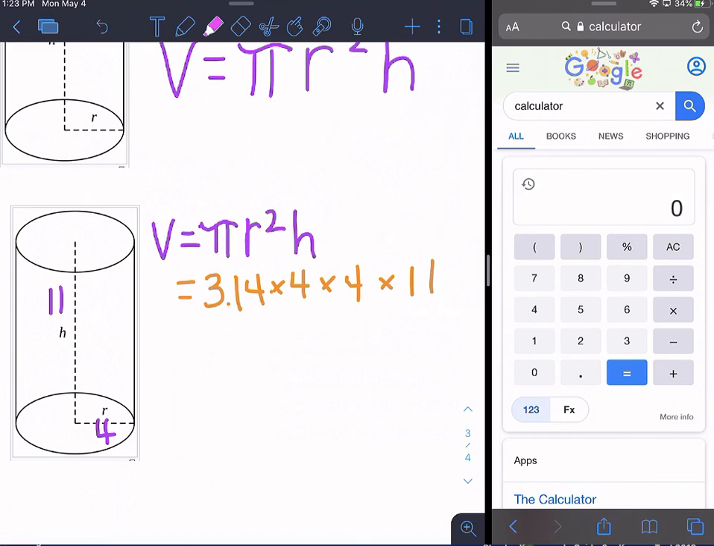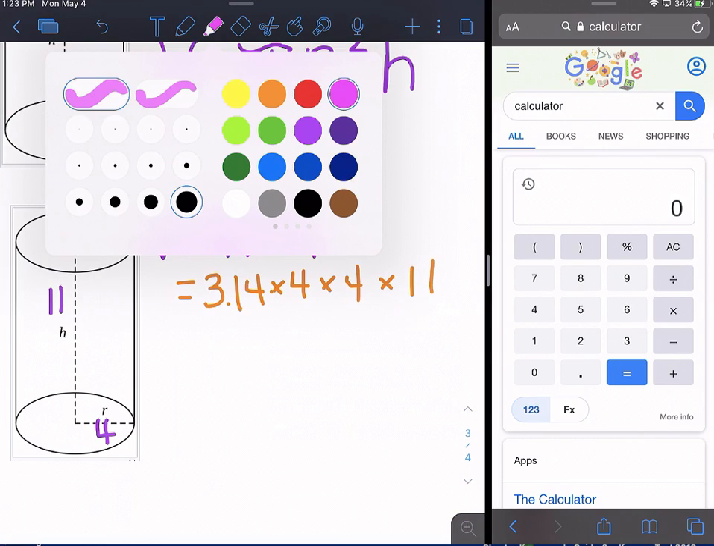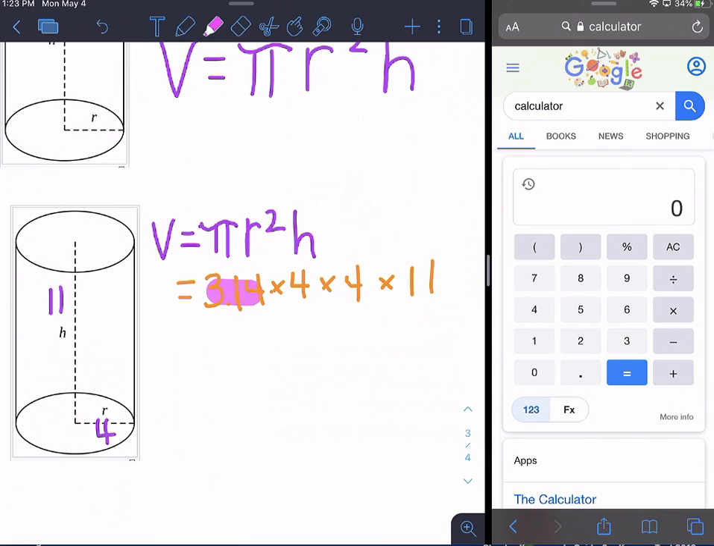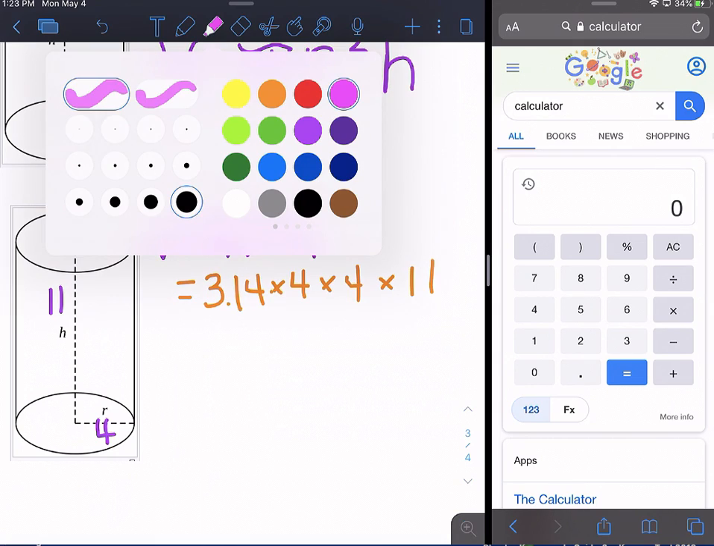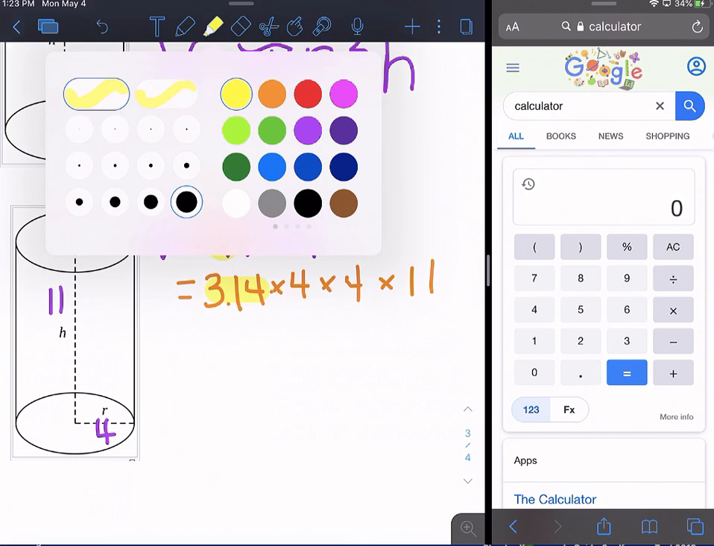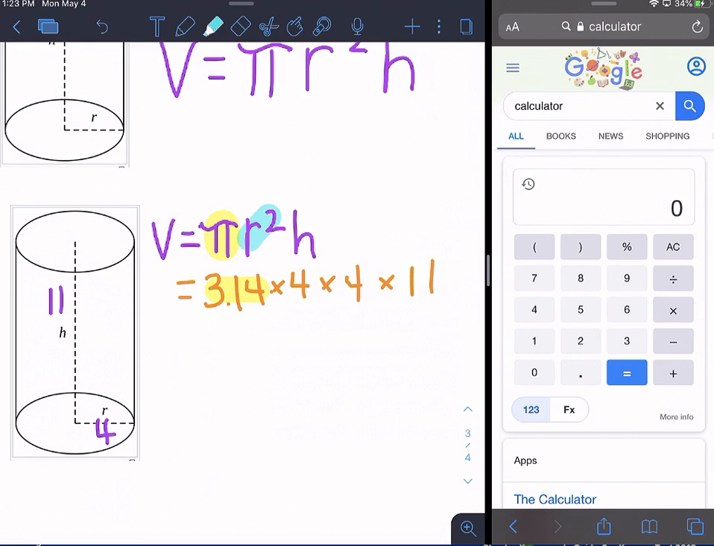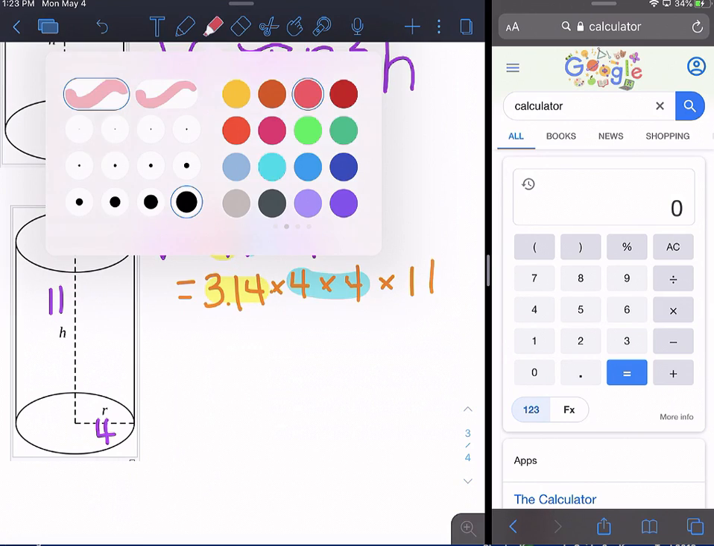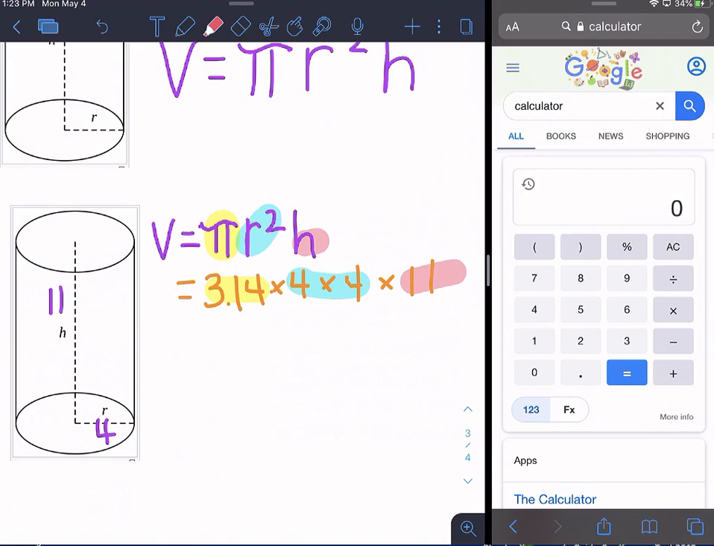Just to give you a clear picture, pi is that piece there. The r squared is this 4 times 4. And the height is that 11. So that's where all those pieces come from.